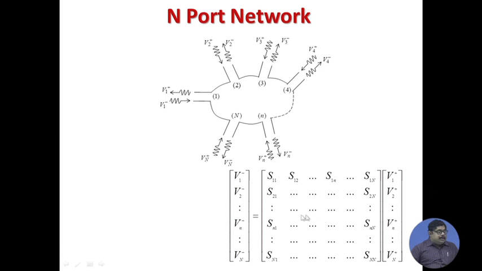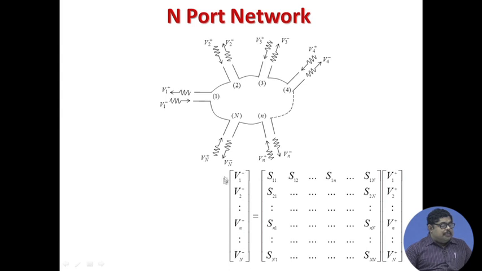If I expand this, it becomes V1 minus is equal to S11 V1 plus, plus S12 V2 plus, plus S13 V3 plus, plus S1n Vn plus, etc. So, any reflected wave at one port can be written as a linear combination of incident voltages at all other ports.